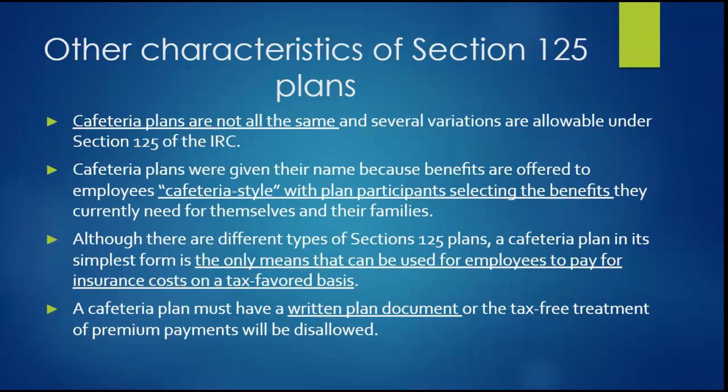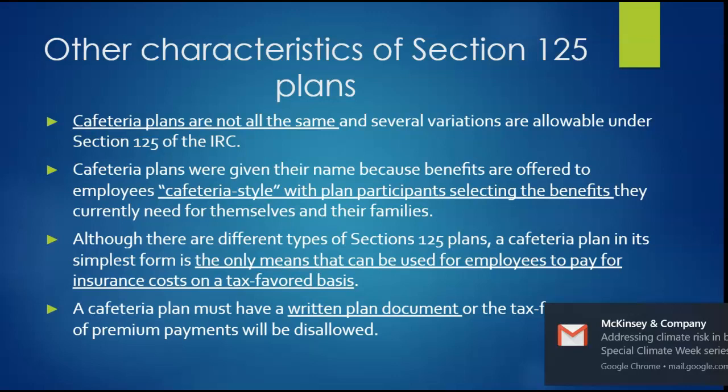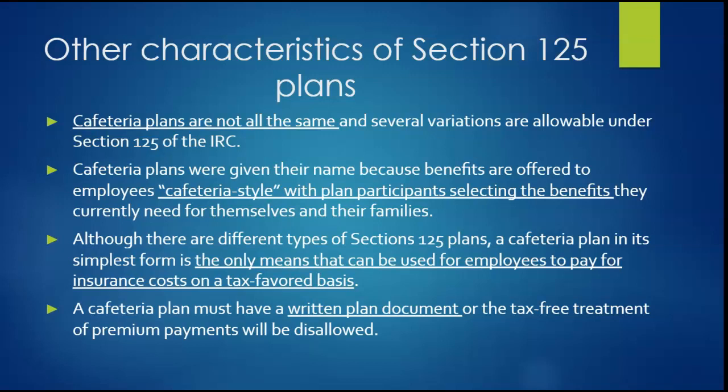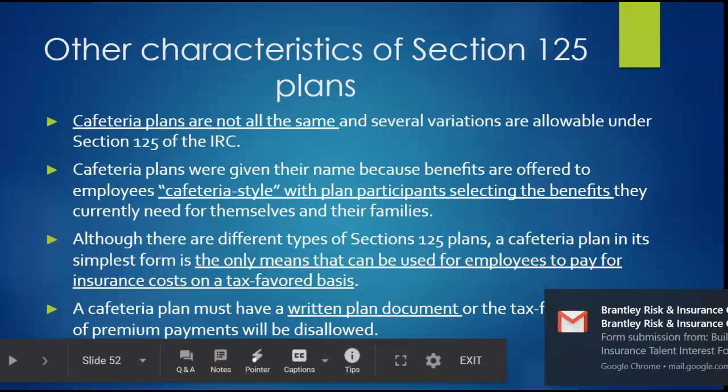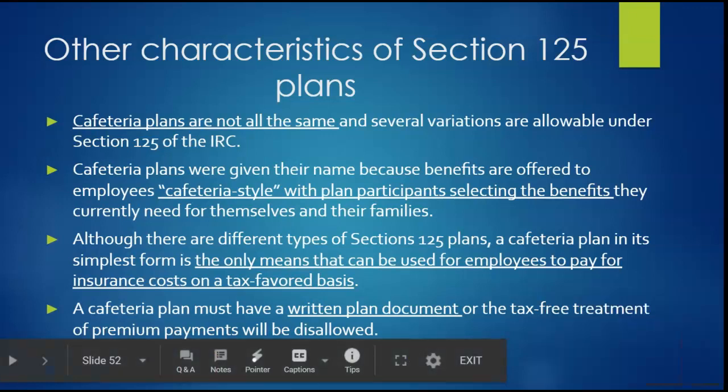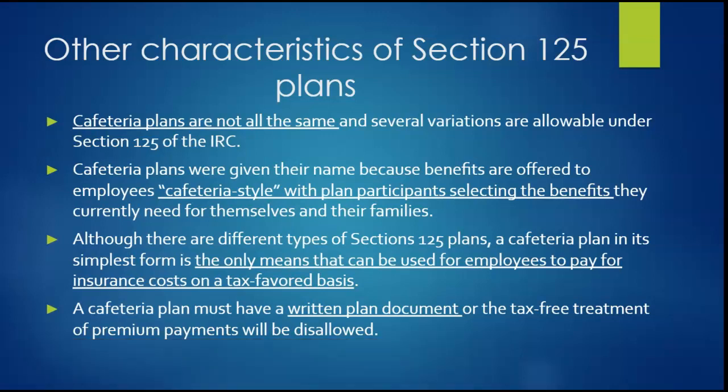That's not to be confused with some of these flex credit programs that are being called cafeteria credits or cafeteria benefits. So be mindful that that language is being used interchangeably in a horrible way. And even though we've got different types of Section 125 plans, the only means by which you can receive this type of tax-favored benefit is through a cafeteria plan. And then cafeteria plans have to have a written plan document, or you can't do the tax-free treatment.